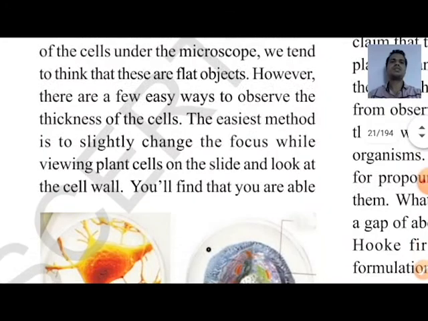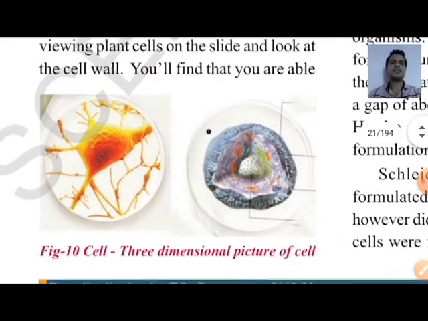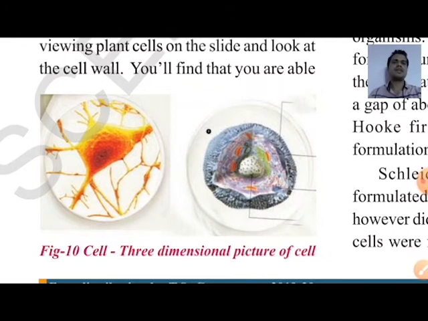If you want to see the thickness of the cells, then you can just see the slide from the sides by bending it. Then you can see the thickness of the cells, or otherwise while you are observing through the microscope, if you change the light intensity slightly, then you can see the thickness of the cells. Okay. Now as you can see here, a 3D picture of the cell has been given, and the left side one is the vacuole.